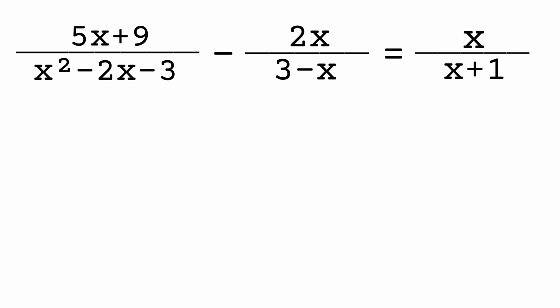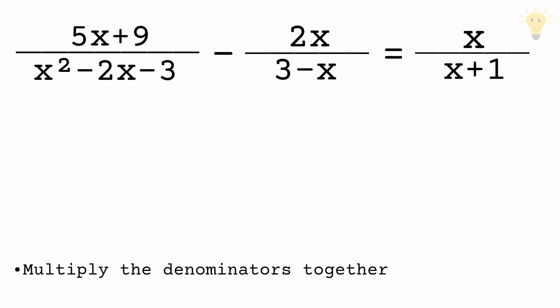We have to find the value of x in this equation, and because we have 3 fractions, 2 on one side and 1 on the other side of the equal sign, we're going to start combining the 2 fractions that are on this side, then we introduce the third fraction. Now when we are adding or subtracting 2 fractions that have different denominators, we follow 2 steps. We multiply the denominators together, then we cross multiply.